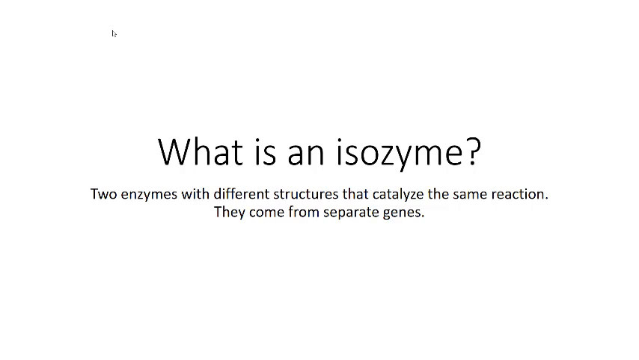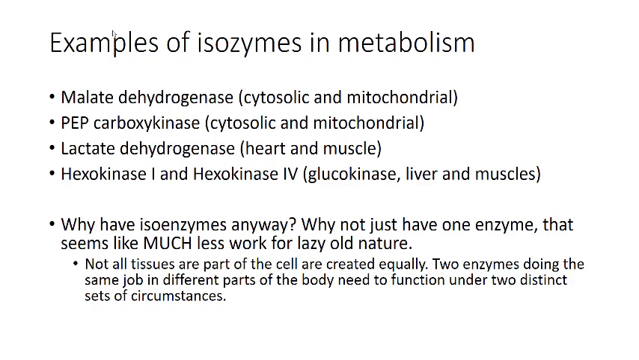Isozymes are enzymes that have different structures. They come from separate genes that have a different DNA sequence, which leads to a different structure, but they do the same job. Now, these proteins could, in theory, be structurally related, but they don't have to. That's not a requirement, but they have different DNA sequences. And oftentimes, this has to do with differences in the environment that they work in. Some examples of isozymes that we've seen in metabolism up to this point are malate dehydrogenase and PEP carboxykinase.